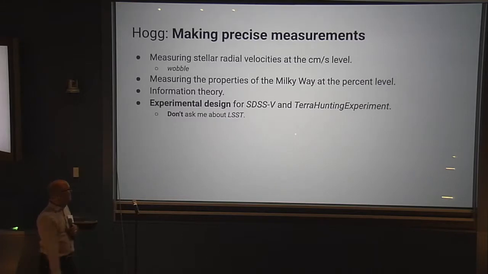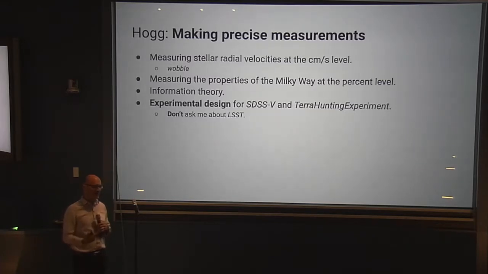And a lot of these things relate to information theory. So my group does a lot of things related to information theory. But they also relate a lot to experimental design, and we're working on the design of new experiments. Megan mentioned Terra Hunting experiment. We're also working on the design of SDSS-5. What we've learned in working on these things is that there are a lot of ways to design your survey that aren't good, and there are a lot of ways to design your survey that are good, and so we're thinking about those problems because they affect directly the precisions of the measurements you can make.